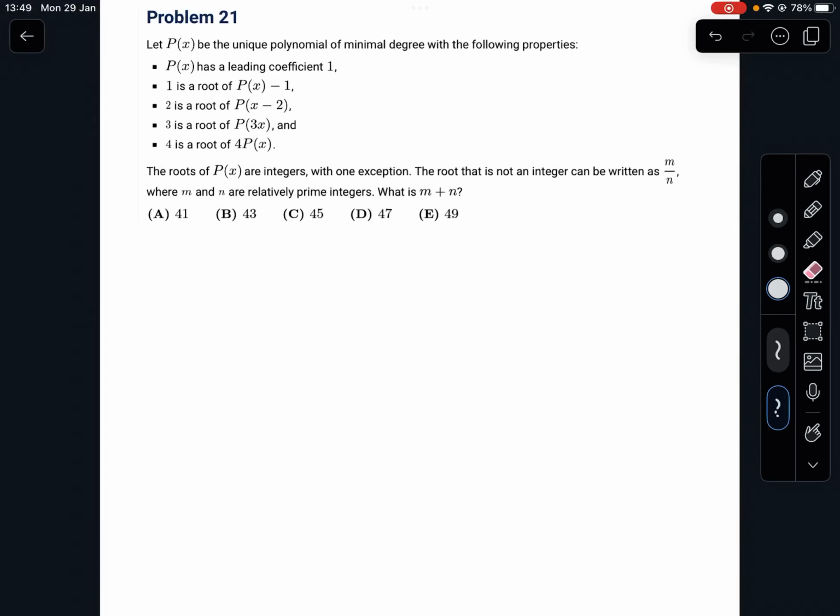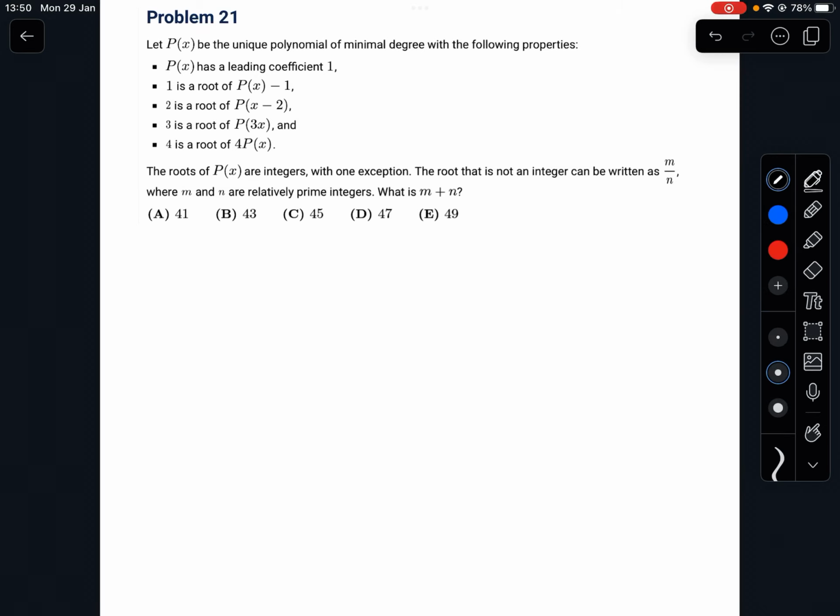Problem 21. Let P(x) be the unique polynomial of minimal degree with the following properties. P(x) has leading coefficient 1. 1 is a root of P(x) minus 1. 2 is a root of P(x) minus 2. 3 is a root of P(3x). And 4 is a root of 4P(x). The roots of P(x) are integers with one exception. The root that is not an integer can be written as m over n, where m and n are relatively prime integers. What is m plus n?